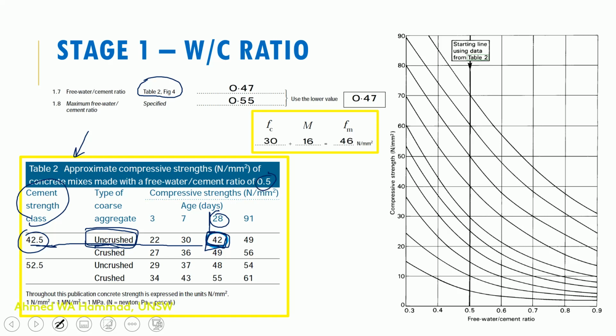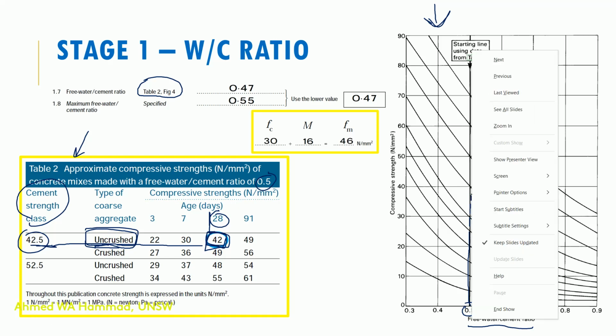So what I've got to do now is plot this on figure 4, and figure 4 is what you see on the right hand side. So for figure 4, you get your 0.5, and that's looking at the x-axis, the free water to cement ratio. So it's 0.5, and for a free water to cement ratio of 0.5, the compressive strength that results is going to be 42. So I've got to keep going up until I hit the 42 curve.